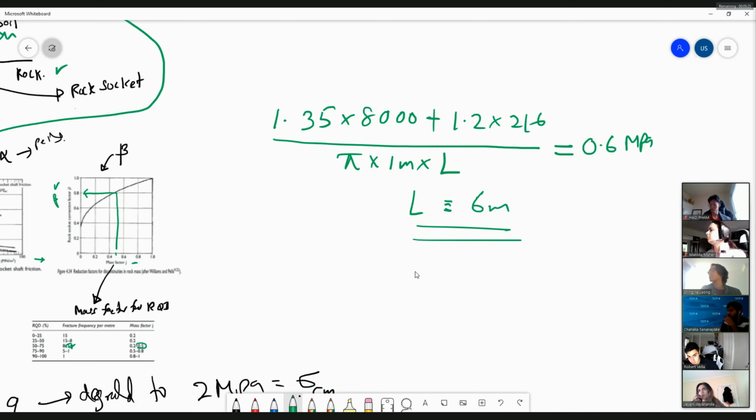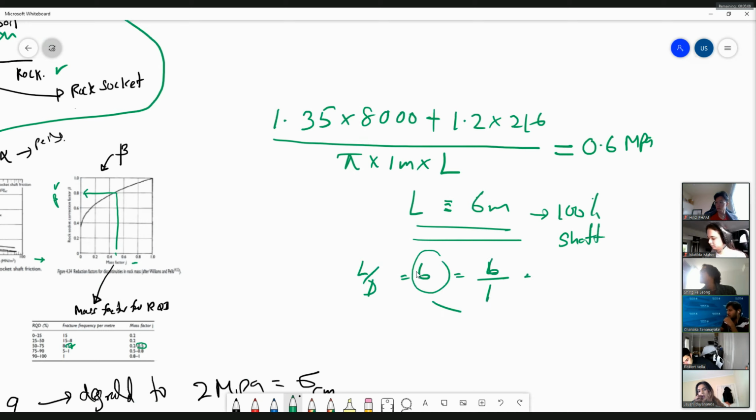Okay. Then that means initial, that means you are assuming 100% load is taken by the shaft. Okay. For this case, L over D ratio is 6, no? Your length is 6 meter. D is 1 meter. That's how this L over D, 100% load is taken by the shaft. This is the first approximation.